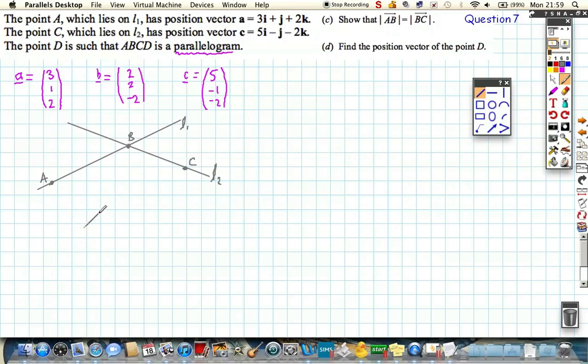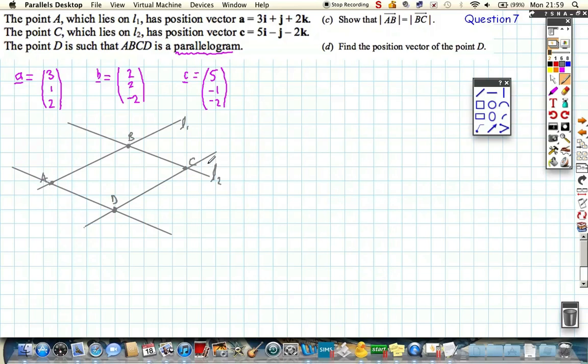We're also told that we've got a parallelogram, so we know that the line parallel to L1 must look something like that, and there must be a line parallel to L2 that looks something like that. Now, this is obviously in three-dimensional space. This diagram is just an idea of what's going on, so we want to find out about this point D here.